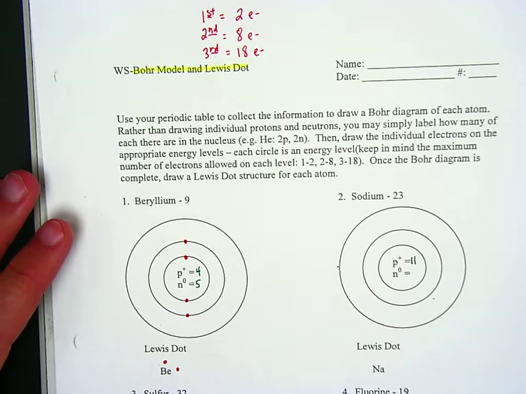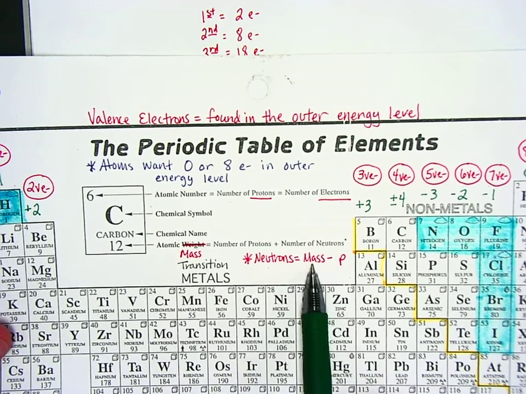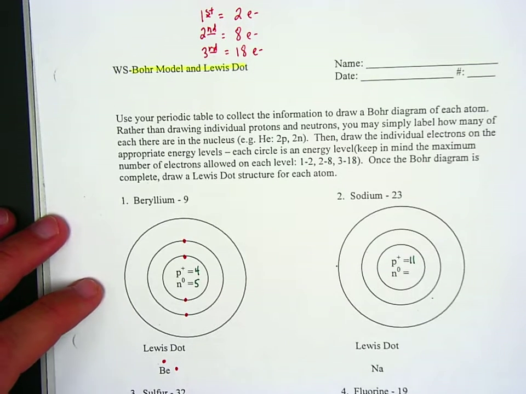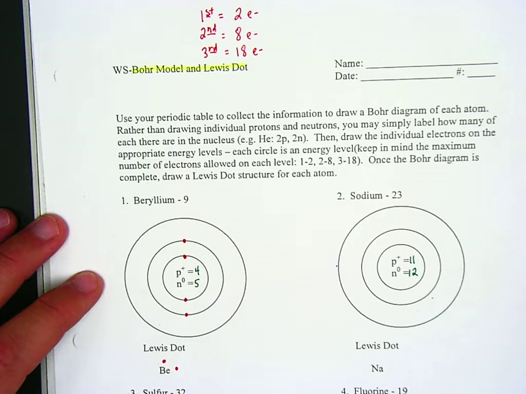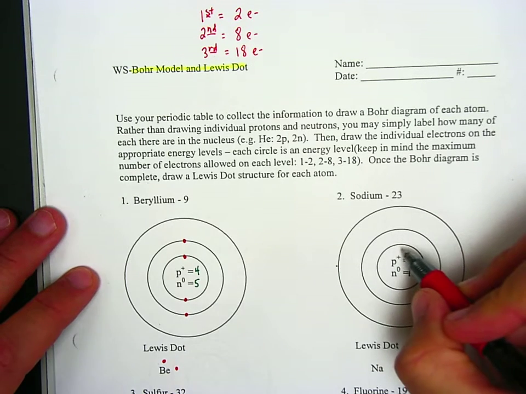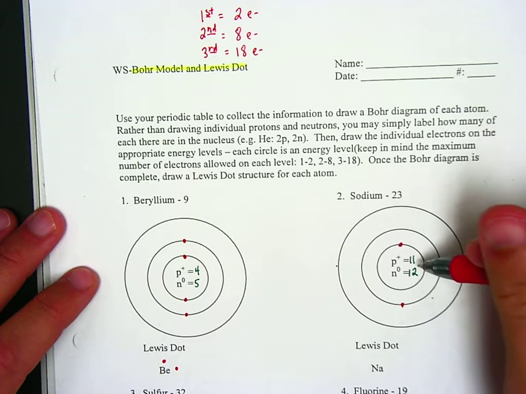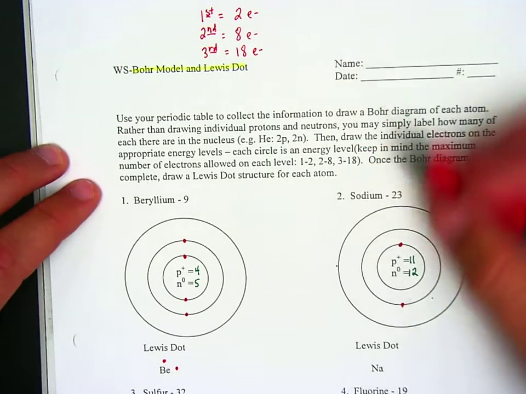Now, as for how we figure out the number of neutrons, again, to find neutrons, we take our mass number minus protons. So we're going to do 23 minus 11, and that will give us 12. So it has 12 neutrons. Now, to place the electrons. There's a total of 11 electrons. The first level only gets 2 electrons. 1, 2. We need a total of 11. The second level can only hold at the most 8 electrons. So we'll place 8 electrons there.